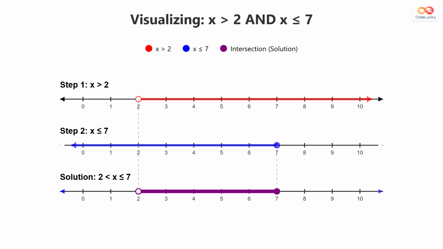Let's see this on a graph. Here we have x is greater than 2 in red, and x is less than or equal to 7 in blue. The solution is only the purple area where they overlap. Notice how the solution starts at 2 and ends at 7.